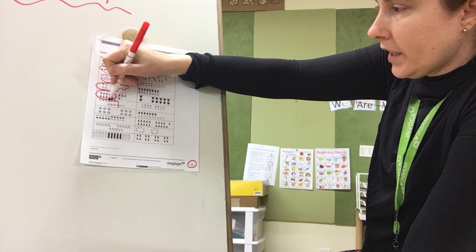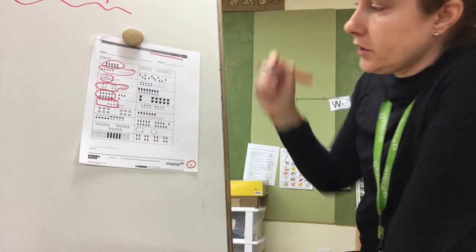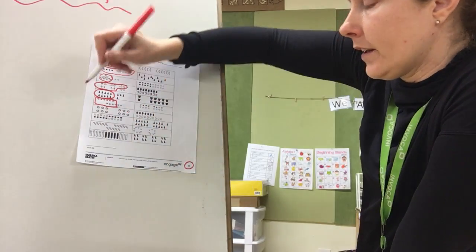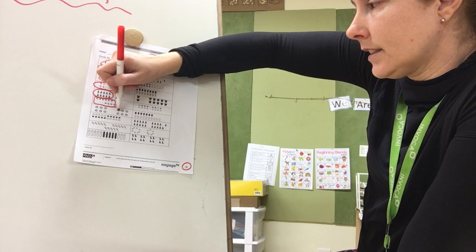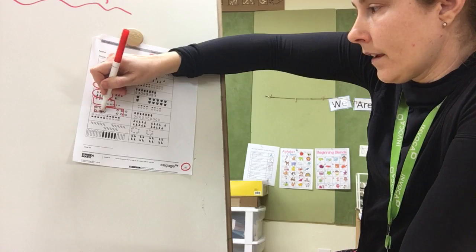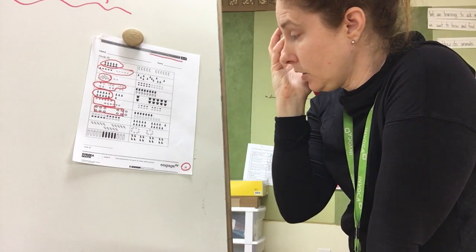Ooh, this one was a tricky shape. So 10 ones and 2 ones. 10, 2 is 12. Now I'm at the flowers. That's 6, 7, 8, 9, 10. So 10 ones and 2 ones.